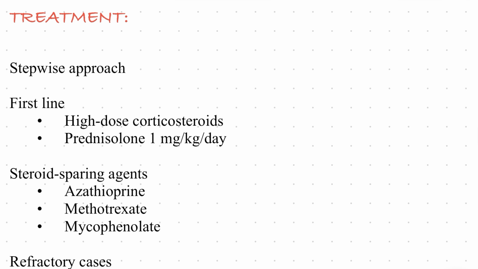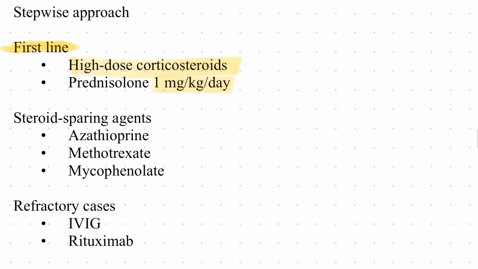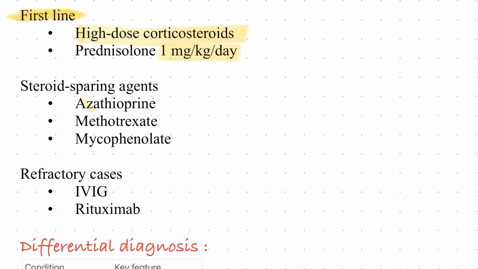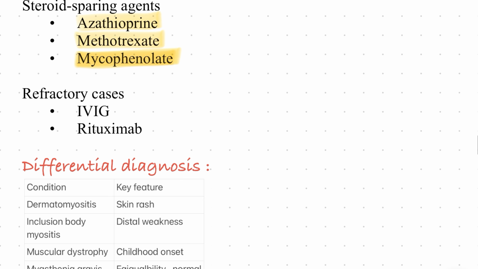Then coming to treatment, we'll go with stepwise management. First line, we'll go with high dose corticosteroids. Prednisone, for example, 1 mg per kg per day. Then steroid sparing agents like azathioprine, methotrexate, mofetil, right? If you don't know the mofetil story, you can go and watch my SLE video, mofetil, which is mycophenolate mofetil. Then coming to refractory cases, immunoglobulins or rituximab.